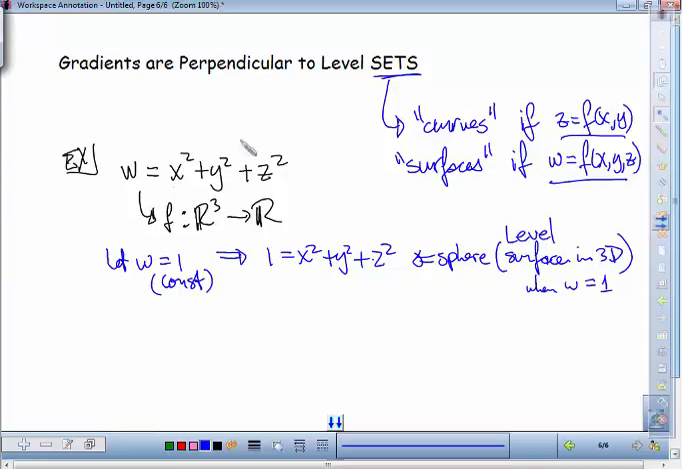Similarly, if you have a function of 3 variables that outputs another variable, you technically are living in 4 dimensions because you have 3 variables going in and a 4th variable coming out. So that's 4 variables that you're dealing with. But when we're taking a look at a level set, in this case a level surface, that level surface will live in the domain of your function, which is in this case in 3 dimensions.